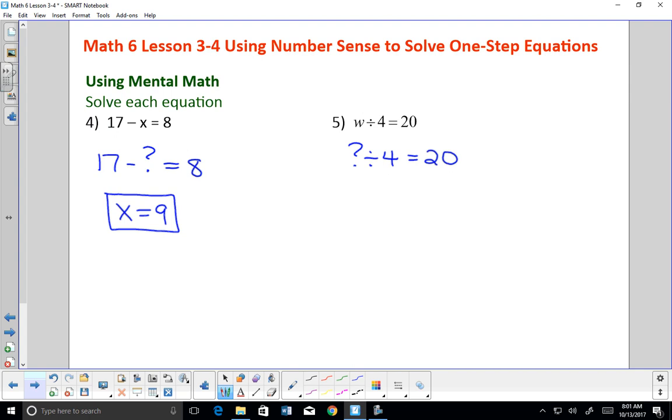So if I have 80 divided by 4, that gives me 20. Therefore, W here has to equal 80. All I'm doing is thinking mentally through the problem, saying, what must I get? And I could do guess and check if I had to, or sometimes they call that try, test, revise. It's a strategy that you can use to solve a problem. Most of what we're going to be doing in this lesson is just some mental math. Now, let's take a look at a few things.